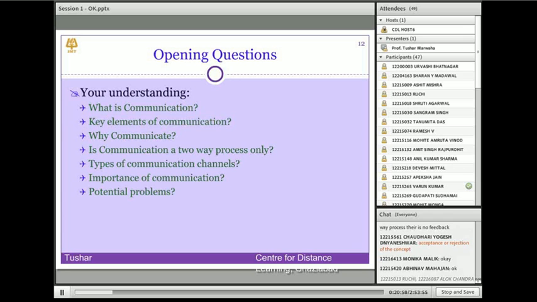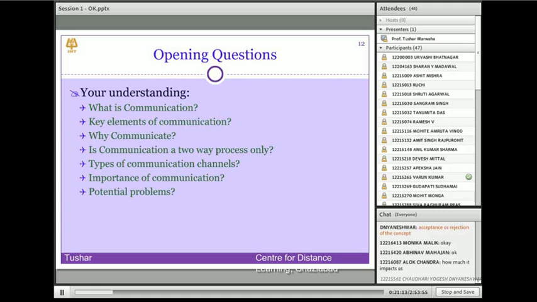Now, let's come to another concept. Why do we need to communicate? From an organization point of view, why do we need to communicate? Understanding, okay. What else?